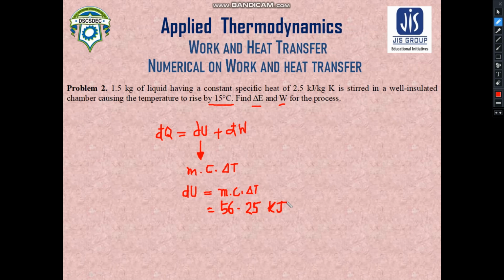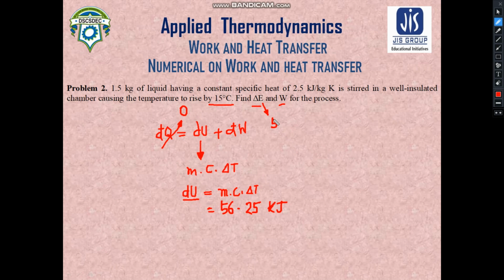Now, since a stirrer from the outside or from the surroundings is being used to heat the fluid, it is quite obvious that the work done is by the surroundings on the system. Since the work is done by the surroundings on the system, it will be a negative work. And this dq is 0 because here the chamber is well insulated. That means no heat transfer can take place. So dq becomes 0, and this delta E we have already calculated here.